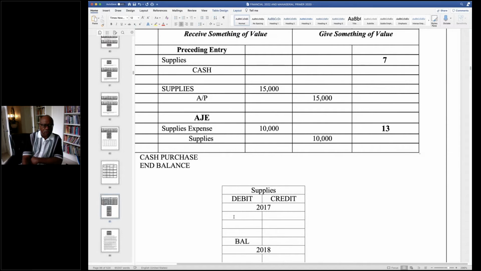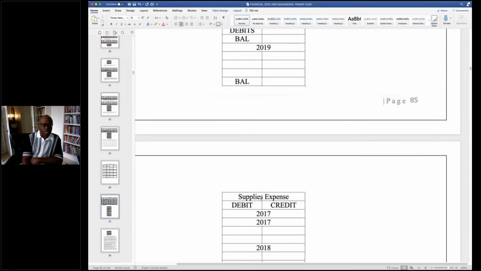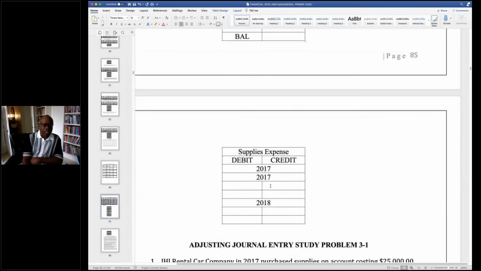So when we post those, 2017, 15,000 here. Then we have the adjusting entry, 10,000. So that gives us a balance in the account of 5,000. Then when we go to the expense account for 2017, we're going to have the 10,000 in there. And we would eventually close it out, because we close it out year by year. So that's 2017.